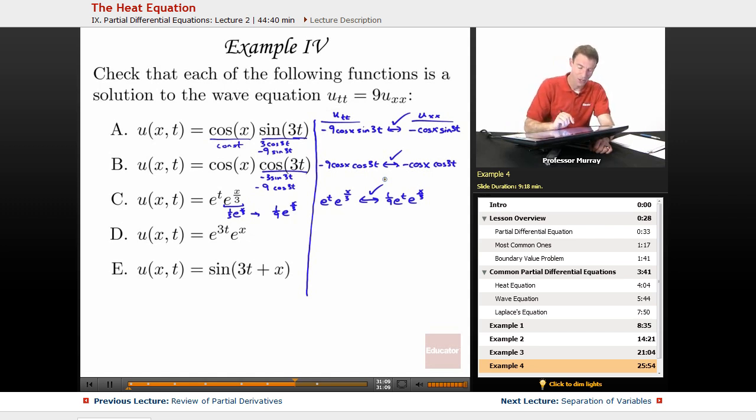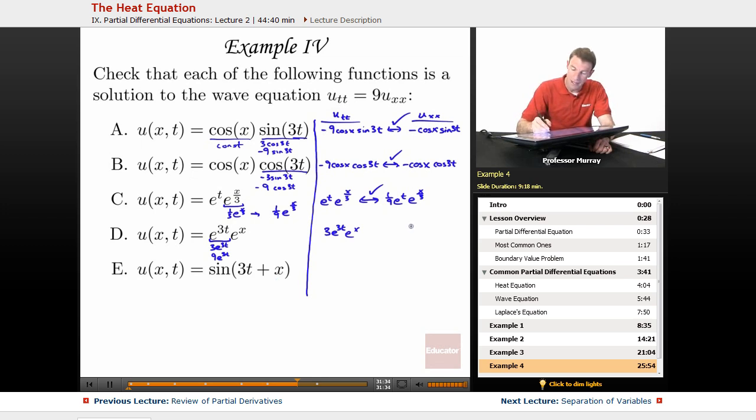Let's try that again with the next function. u of x,t is equal to e to the 3t times e to the x. So u sub tt means e to the x is going to be a constant. For e to the 3t, the first derivative is 3e to the 3t. The second derivative is 9e to the 3t. So we get 9e to the 3t times e to the x.